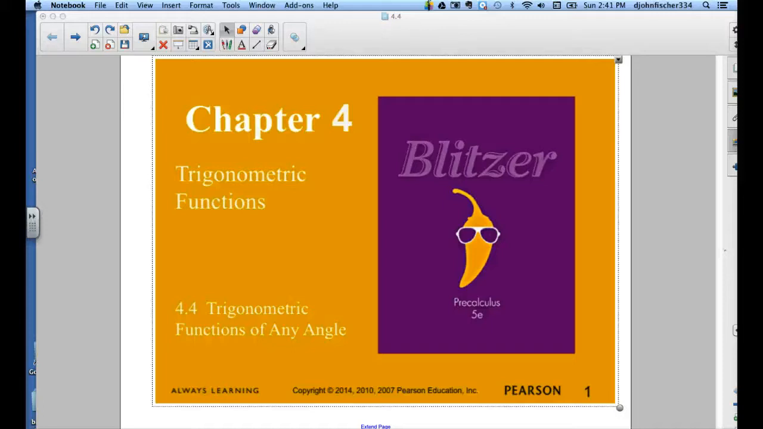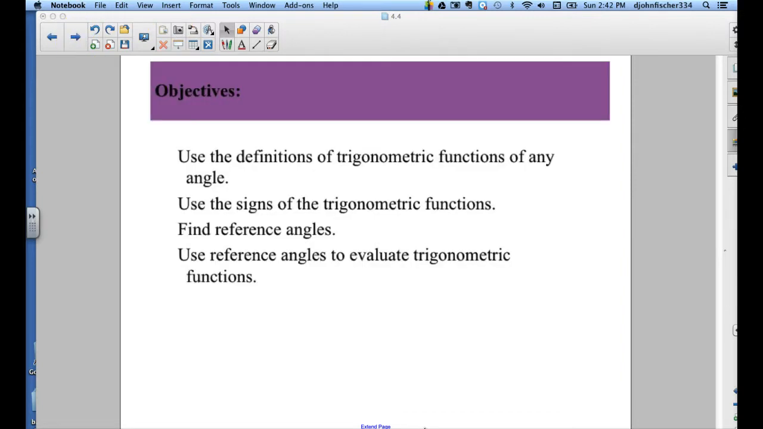Okay, last section before the mid-chapter test. Section 4.4, trigonometric functions at any angle. It doesn't have to be just the two special triangles, the 45-45-90 or the 30-60-90, but we're going to work with different angles as we go through. So, we're going to use definitions of trigonometric functions of any angle. We're going to use signs of trigonometric functions to find reference angles and use reference angles to evaluate trig functions. So we got a lot of work to do in this section.